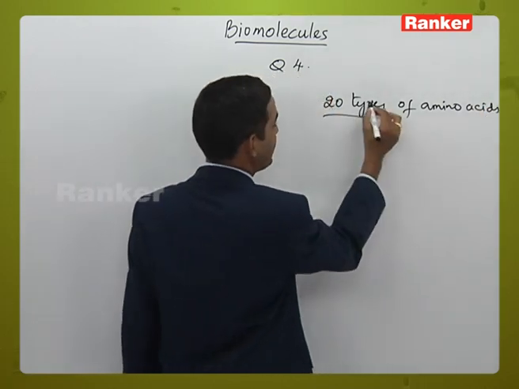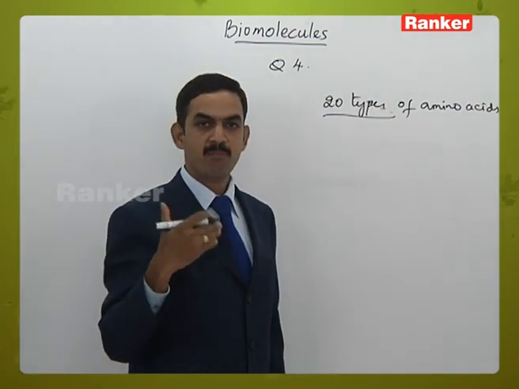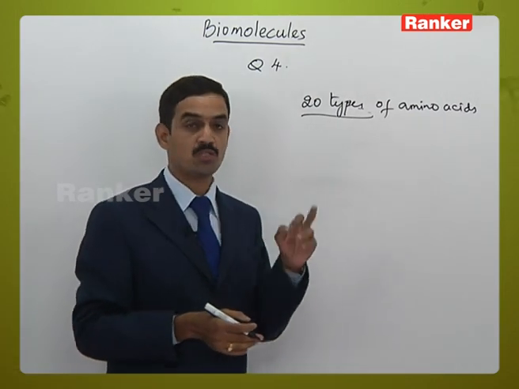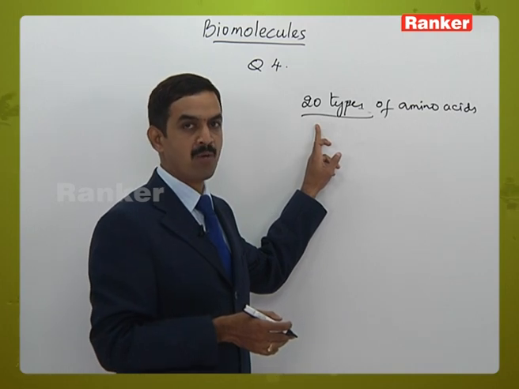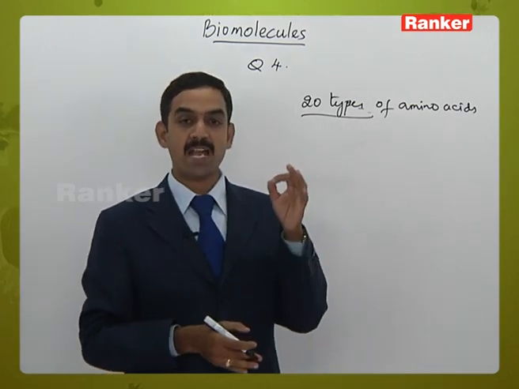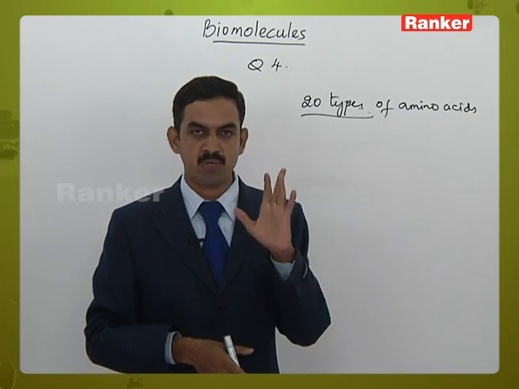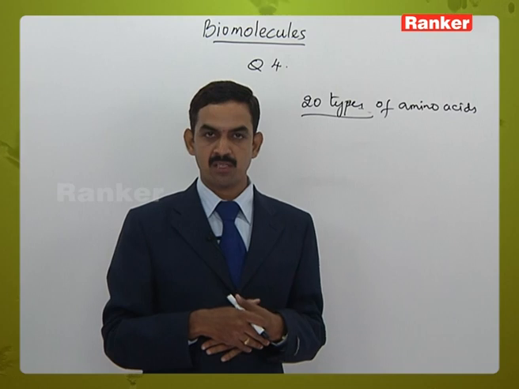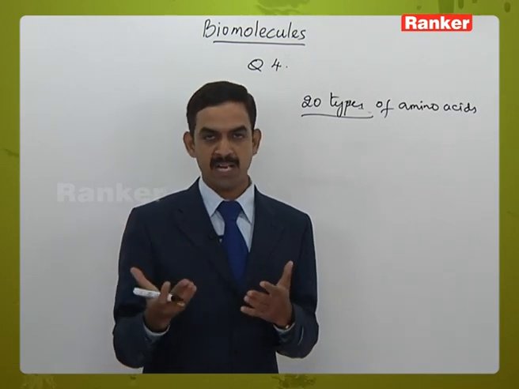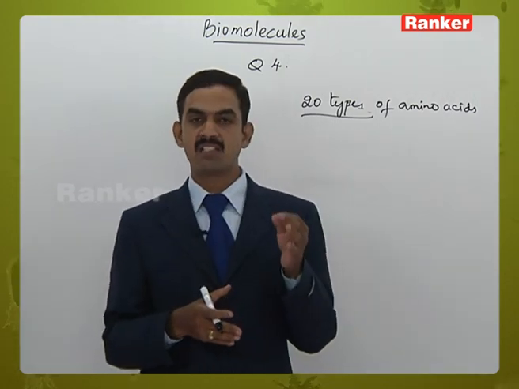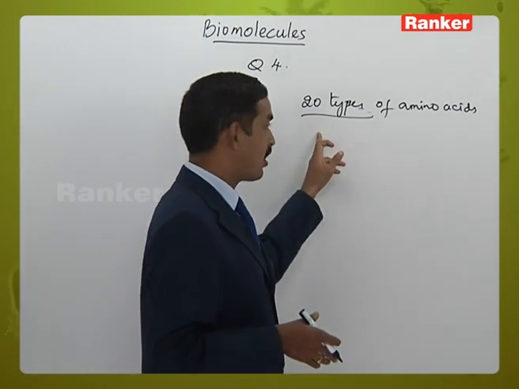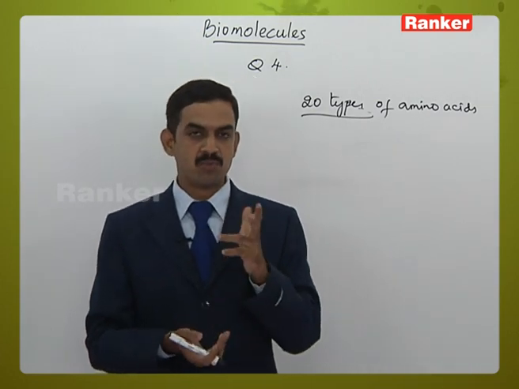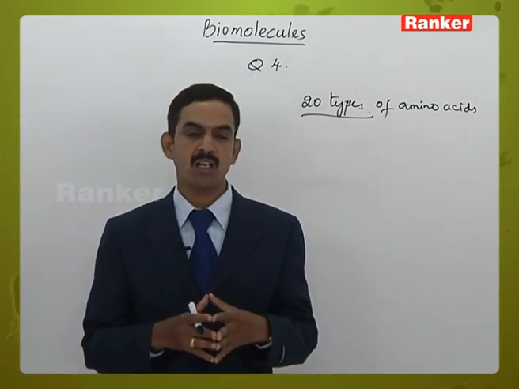And these 20 types of amino acids may be repeated many times. It is not compulsory that all proteins should be made up of all 20 types of amino acids, but the maximum types of amino acids present in a protein are 20 types, and they may be repeated n number of times, that is, many number of times. If similar types of amino acids are there in one protein, we call it a homopolymer. If different types are there, we call it a heteropolymer molecule.